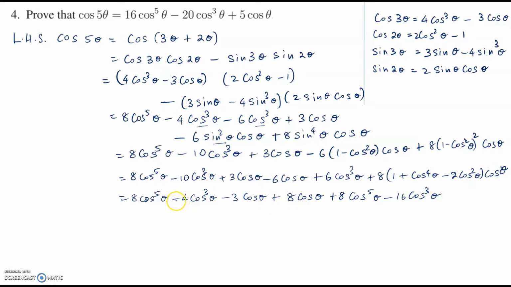Okay, now let's take the similar terms and put them together. So you have cos 5 theta here. So this will be 8 plus 8, 16 cos to the power 5 theta. Then you have a cube term here and here. So minus 16 minus 4 will be minus 20 cos cube theta. Then you have plus 8 and a minus 3. So this will be plus 5 cos theta. This is the same as your RHS. Hence the proof of the problem.